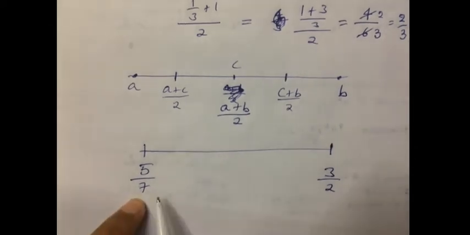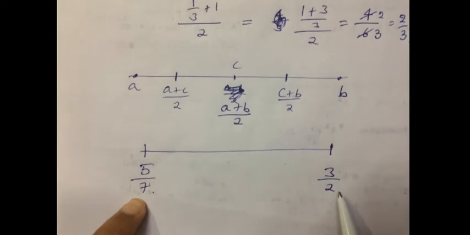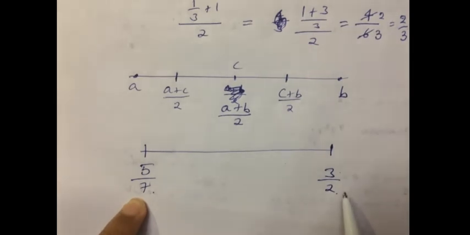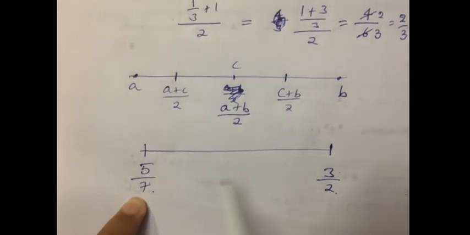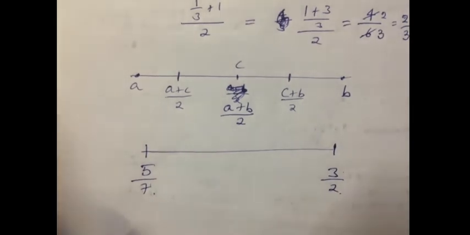So what will be the denominator? We have to convert this into 14 and this into 14. To convert this into 14, we have to multiply both the numbers by 2. This will become 10 upon 14. And this needs to be multiplied with 7. This will become 21 upon 14. This is 10 upon 14 and this is 21 upon 14. Of course, 21 upon 14 is greater than 10 upon 14. So this is greater, this is smaller. So my number line is correct.